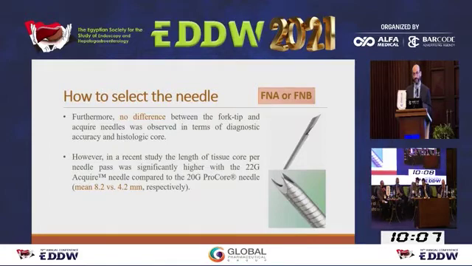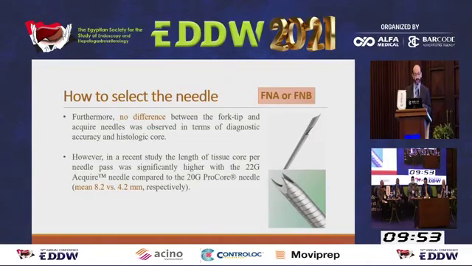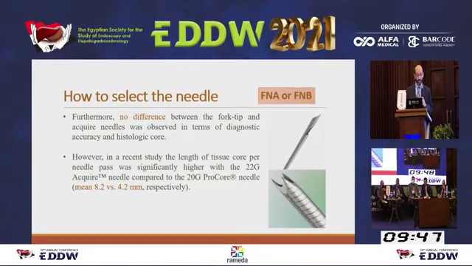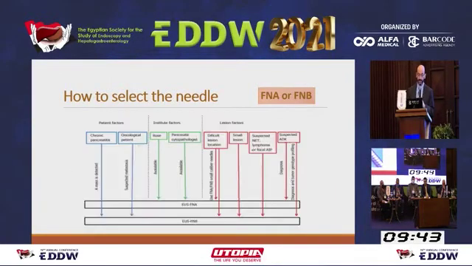So to choose between franseen or Acquire, a meta-analysis also showed no difference between the fork-tip or franseen needle and the Acquire needle. Finally, a recent study measuring the length of the tissue between the 22G Acquire needle and the 20G ProCore needle showed that the Acquire needle is superior. You have a larger core, up to 8 millimeters, or maybe longer in some cases.